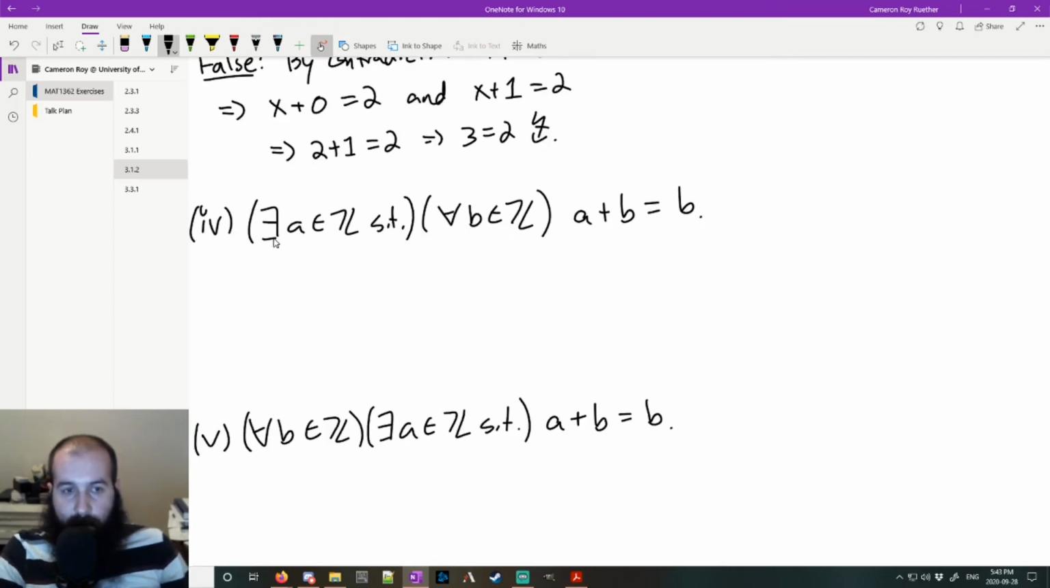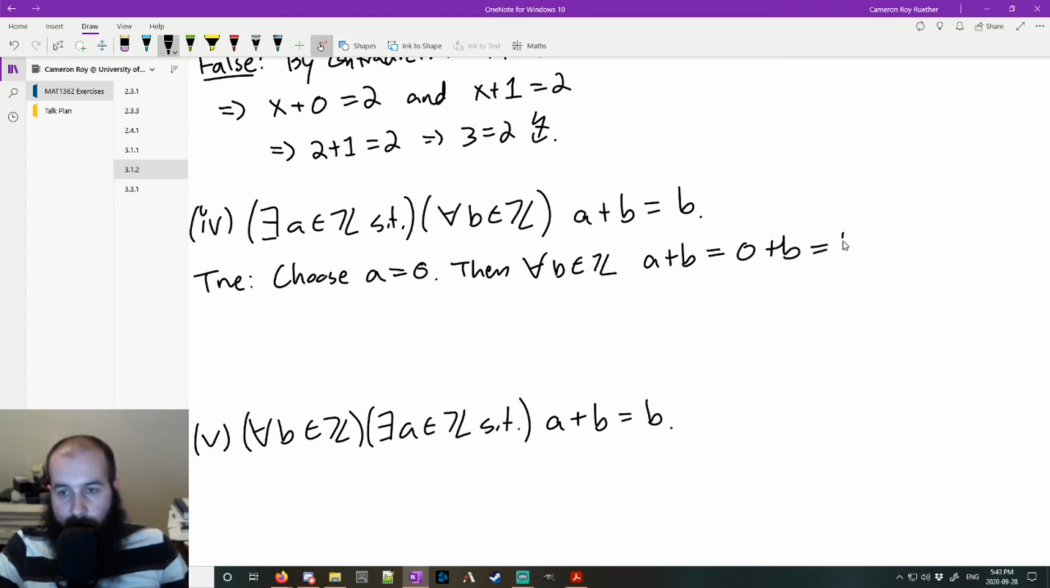Part 4 claims that there exists an integer a, such that for any other integer, a plus b is equal to b. So because there's b on both sides here now, this ends up being true. There is one integer that we can pick such that anything you add to it, it doesn't change. It's just a plus b is b, because we can choose a to be 0. Then, since a is chosen to be 0, for all other integers, a plus b is 0 plus b, which is b as desired. So this is true.